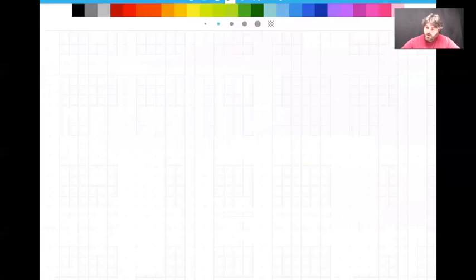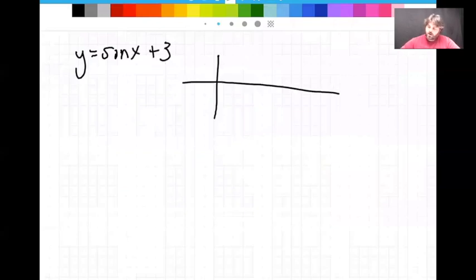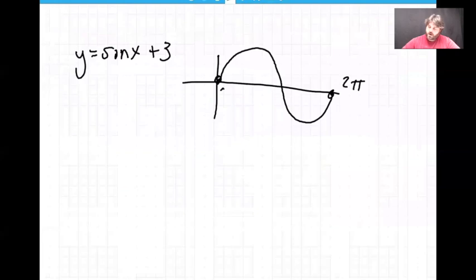All right, let's try another one. First, we're going to again start with sine x, but this time we're going to do sine of x plus 3. Okay, so just a reminder, normal sine takes 2 pi to go through a full cycle, starting at 0. Remember, it's at a height of 1 and a low of -1. Now, what does this plus 3 do?